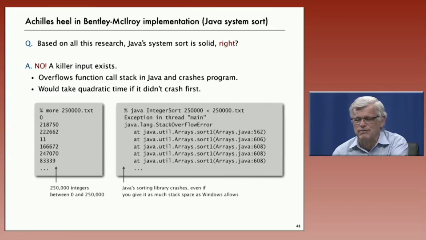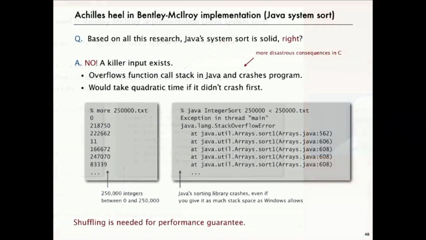There's a killer input for the system sort, and it can be disastrous in various systems. The reason is they didn't do the random shuffling. McIlroy himself actually found this problem, that while the sort is running, you could figure out an input that would make it crash. And so you can just run that program. If the sort doesn't use randomness, then it's vulnerable to this attack.